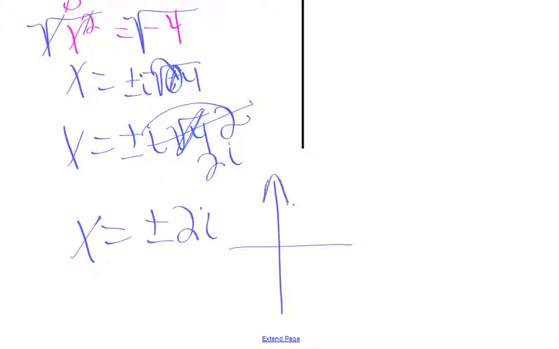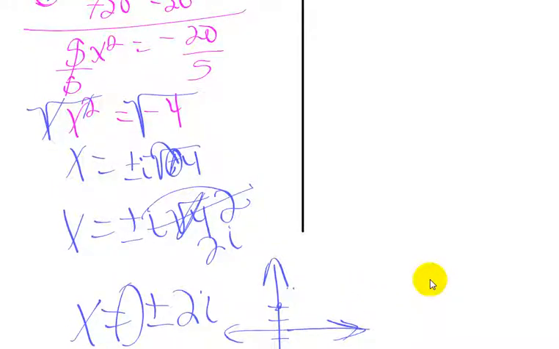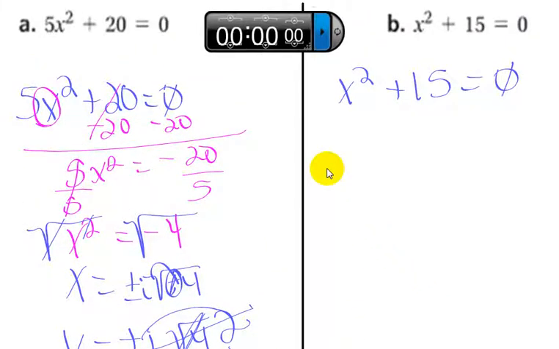So again, graphing your complex number, it's going to be a positive 2i and a negative 2i. They didn't ask us to graph it, but I wanted to remind you how to graph these things. And it's not moving on the real axis because there's no real part to this complex number. It's pure imaginary. Sounds whimsical, doesn't it? Okay, let's look at the next one.